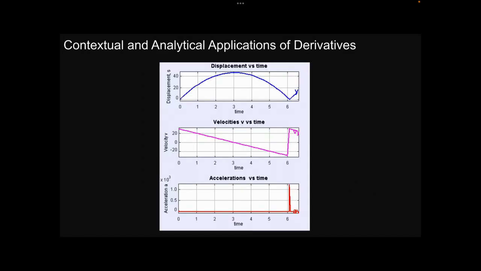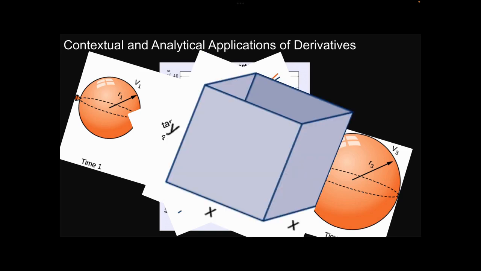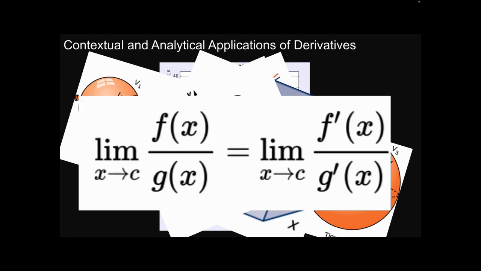Derivatives have many applications, including particle motion. Acceleration is the derivative of velocity, which is the derivative of displacement. Related rates problems, linear approximation and tangent lines, optimization, and implicit relations are all applications of differentiation. L'Hopital's rule is another example of a way we can use derivatives, as it helps us solve limits of indeterminate forms.